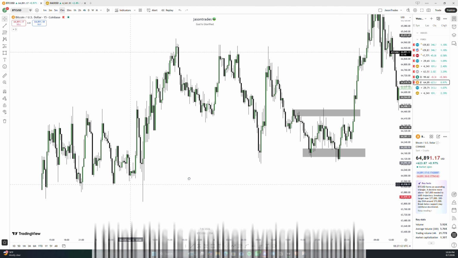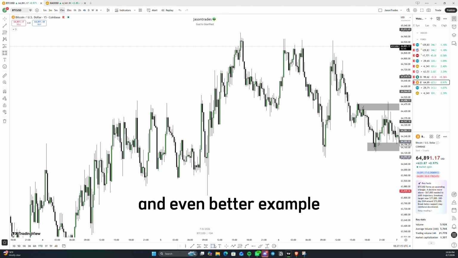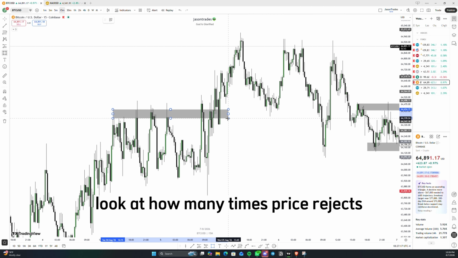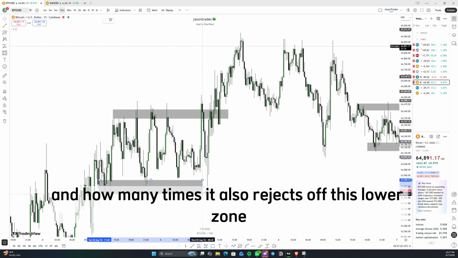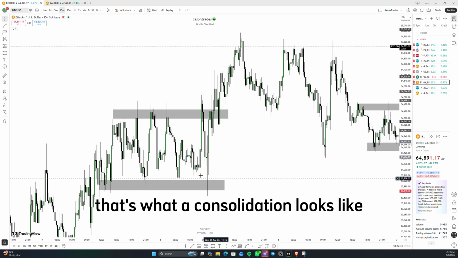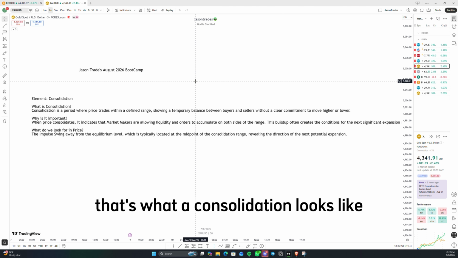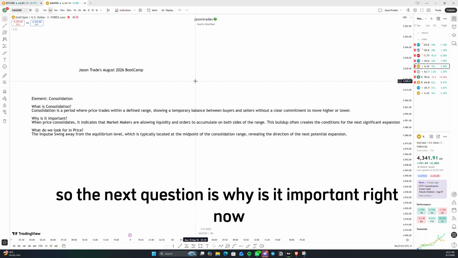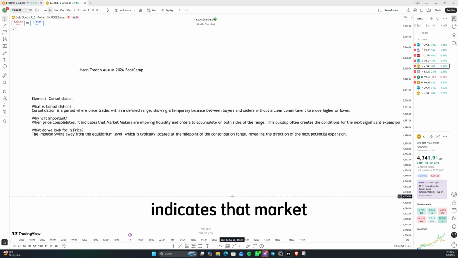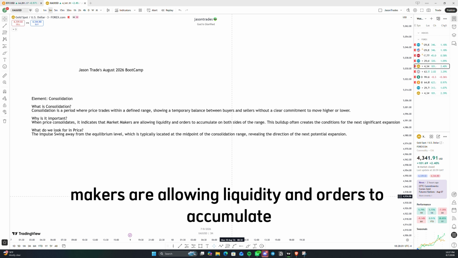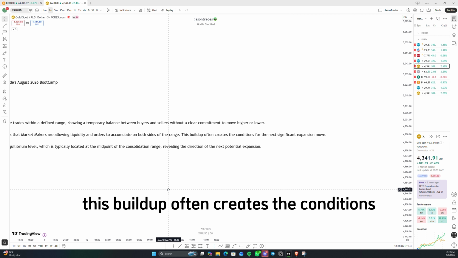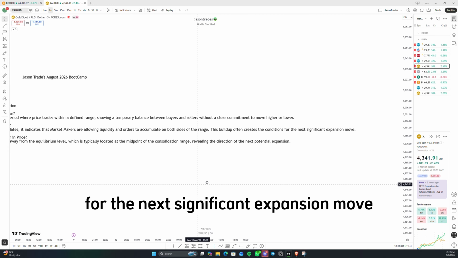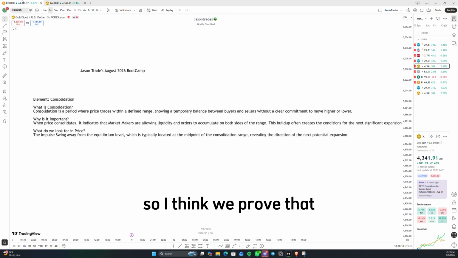There are more examples. I think this is another typical example, and an even better one. Look at how many times price rejects off this particular zone and how many times it also rejects off this lower zone here. Perfect. That's what a consolidation looks like. Okay, so the next question is, why is it important? Right? Now, when price consolidates, it indicates that market makers are allowing liquidity and orders to accumulate on both sides of the range. This build-up often creates the conditions for the next significant expansion move. So I think we proved that.